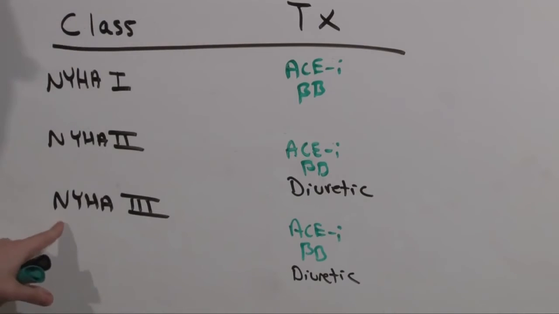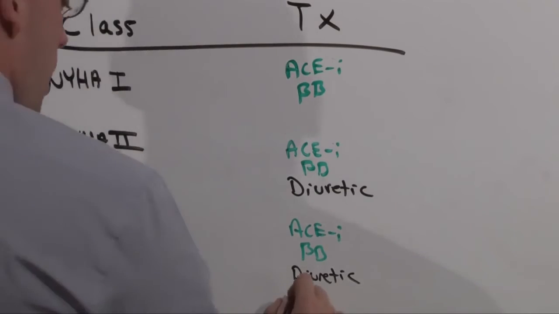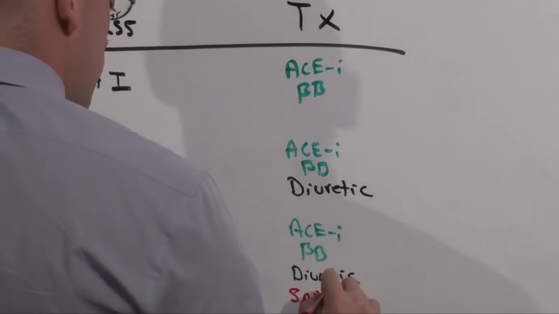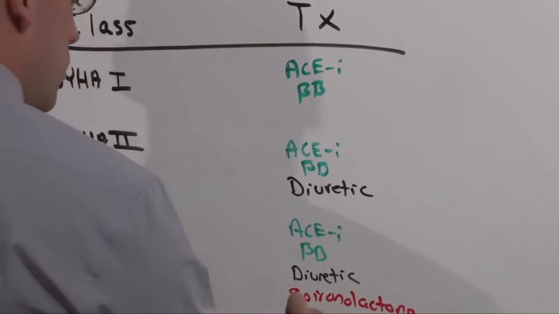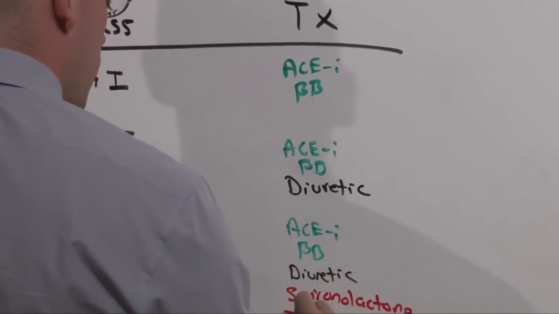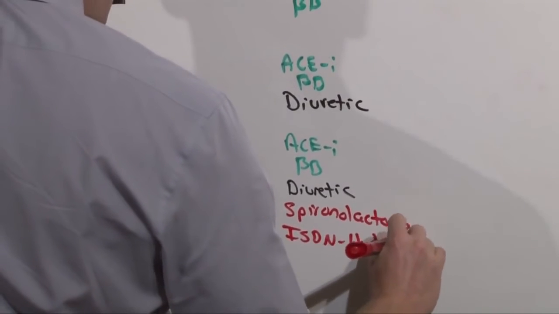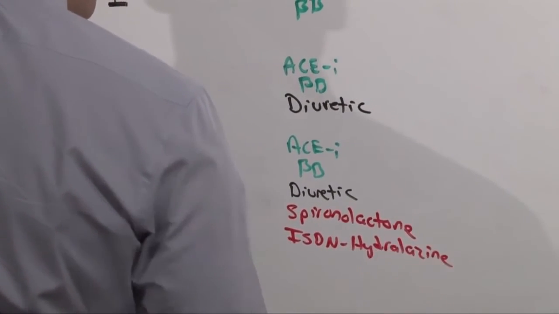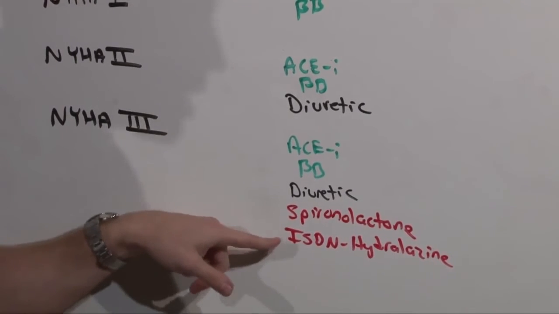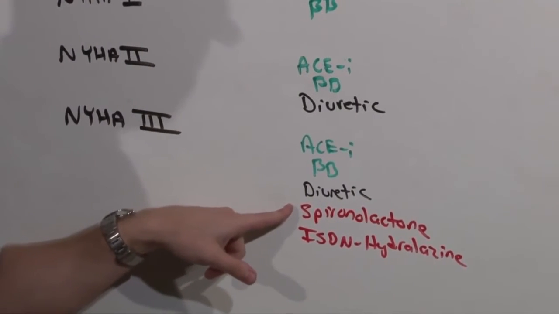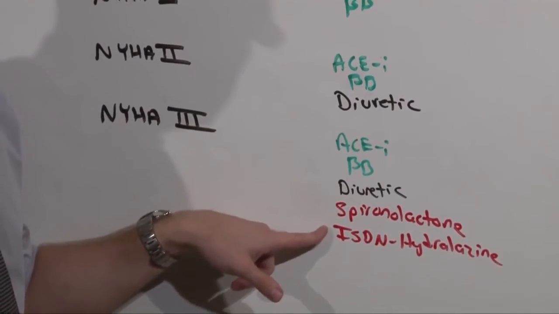New York Heart Association Class 3 patients get the standard therapy and they add on either spironolactone or isosorbide dinitrate hydralazine. Isosorbide dinitrate has been shown to have increased benefit in African Americans, spironolactone in all comers. Which one you pick is more about cost and medication compliance.